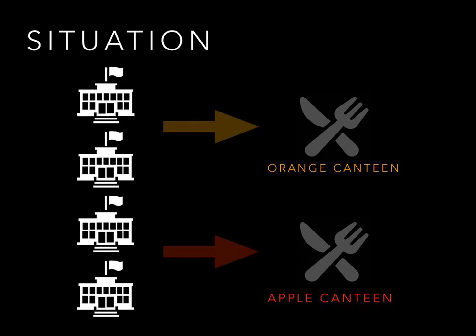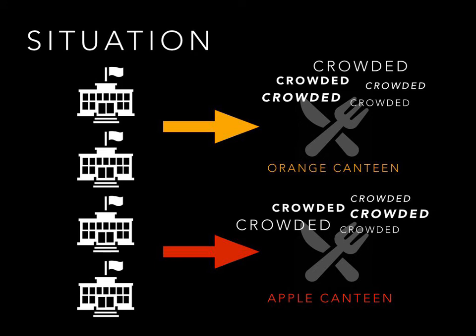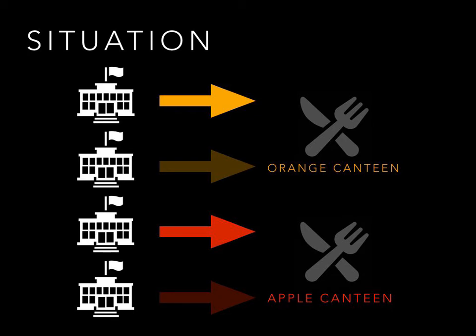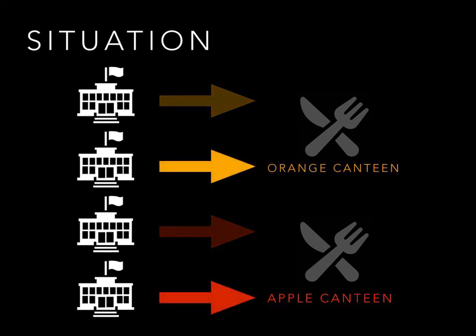For an example situation, we have 4 faculties and 2 canteens. 2 faculties are using the orange canteen, and another 2 are using the apple canteen, which results in a crowded situation in both canteens every lunchtime. But after we apply the solution, only 1 faculty will use the canteen at a time, so this can theoretically decrease the problem by at least 50%.